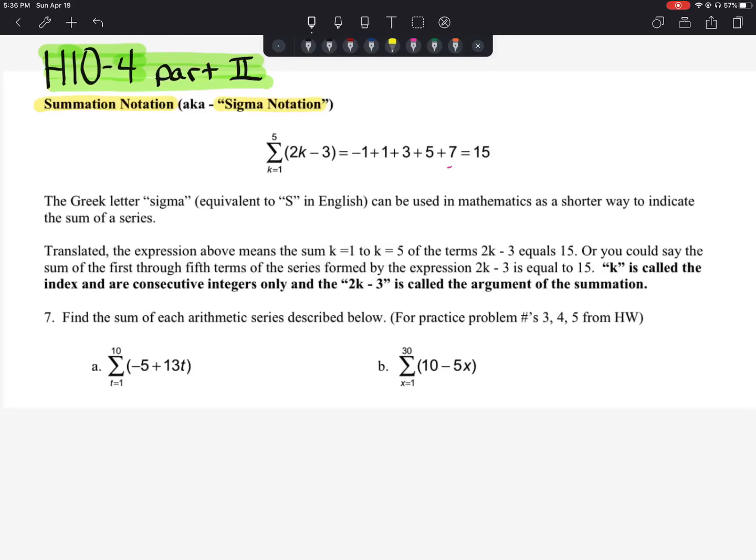Welcome to the notes for the second part of H10-4. These notes will be on summation notation. Okay, so typically this is sometimes taught the day after, but we tried to combine this lesson into one.